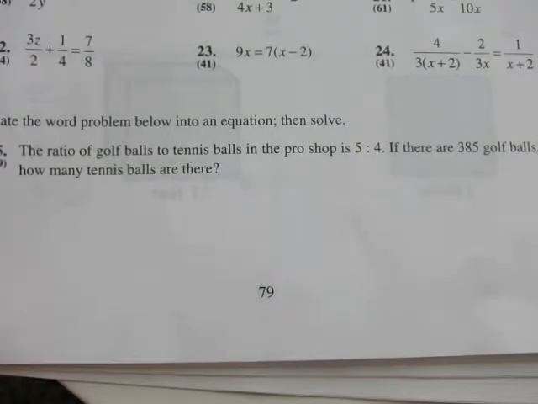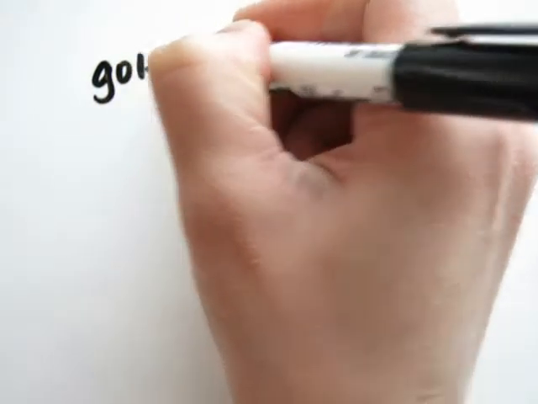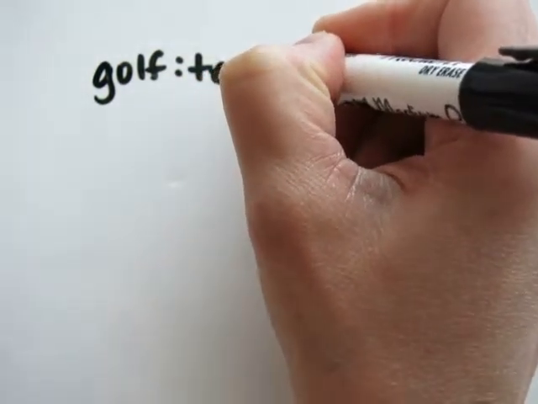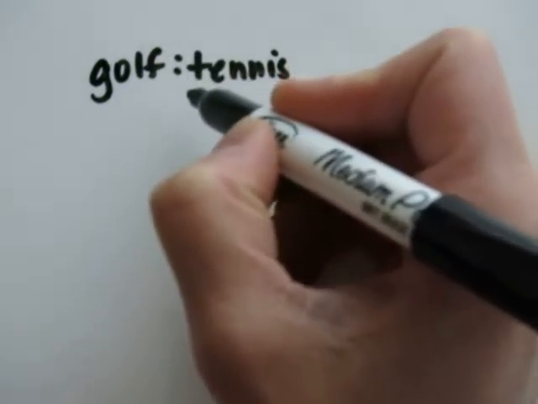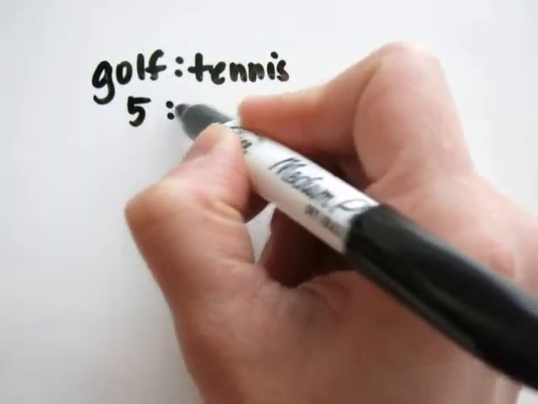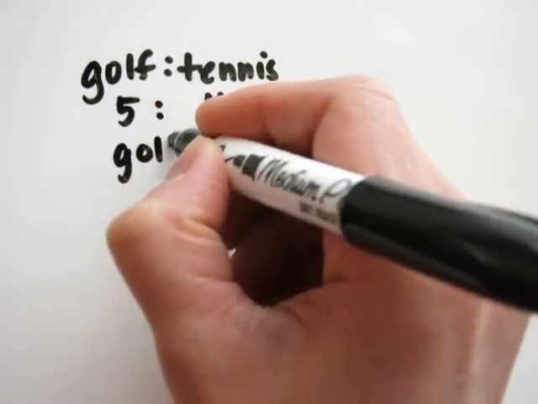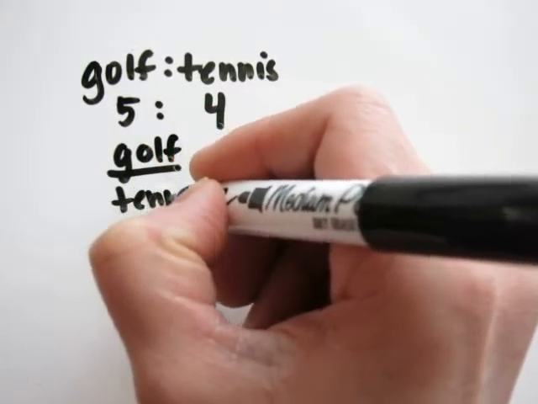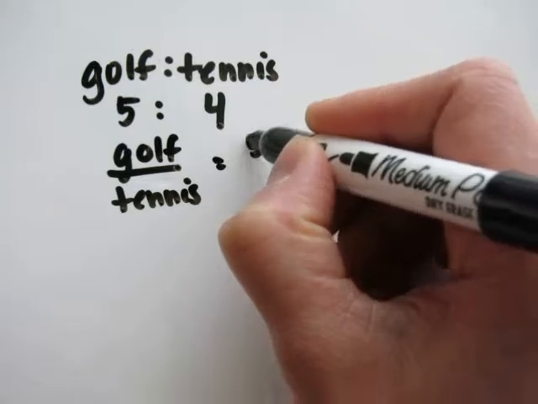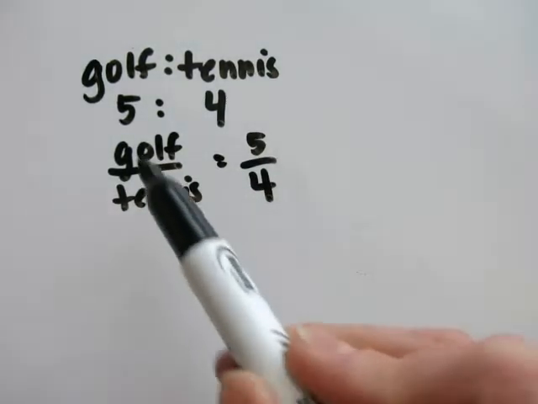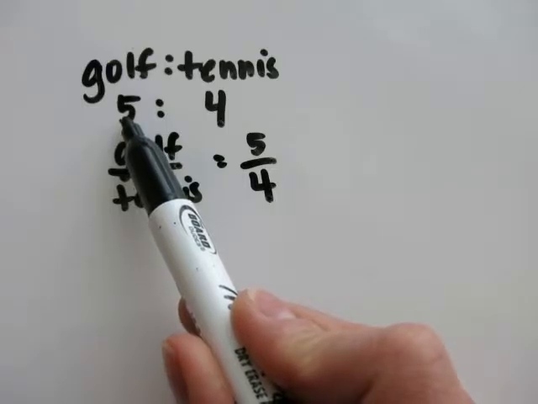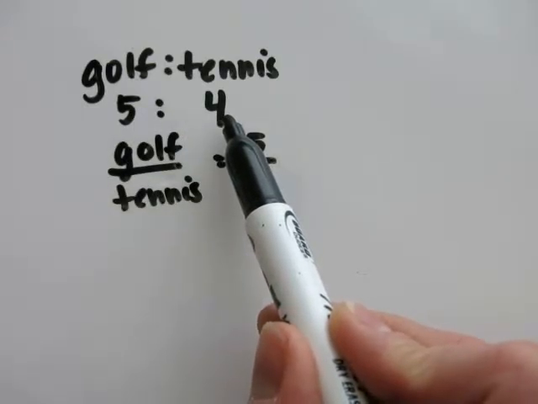Problem 25. The ratio of golf balls to tennis balls in the pro shop is 5 to 4. If there are 385 golf balls, how many tennis balls are there? The problem tells us there's a ratio of golf balls to tennis balls, and that ratio is 5 to 4. Ratios can be rewritten as fractions. This would be golf balls over tennis balls, which is 5 over 4. The left side of the colon becomes the numerator, the right side becomes the denominator.